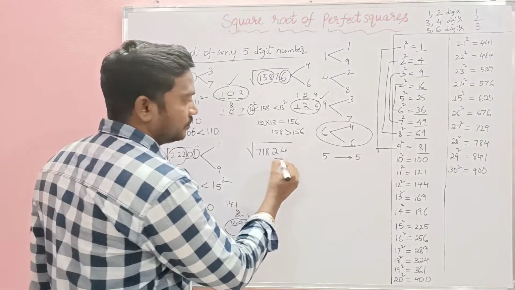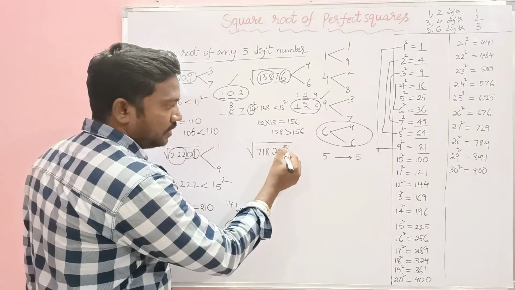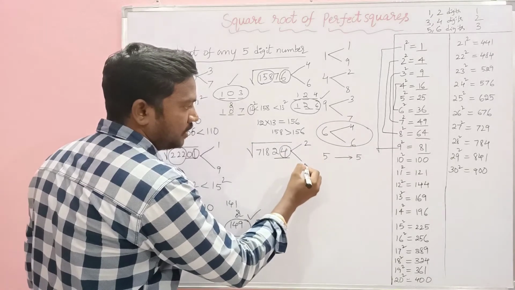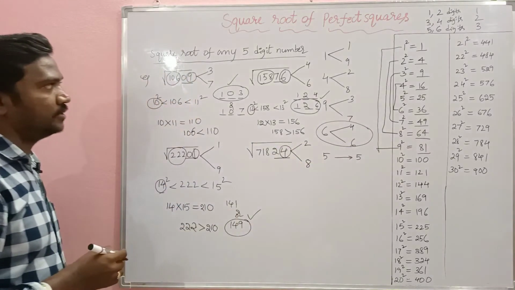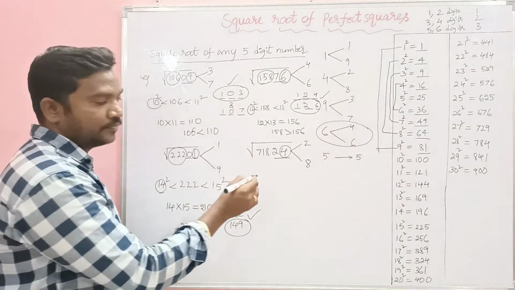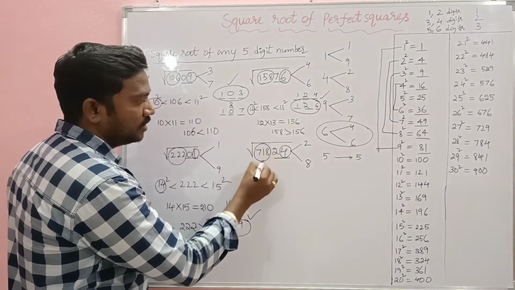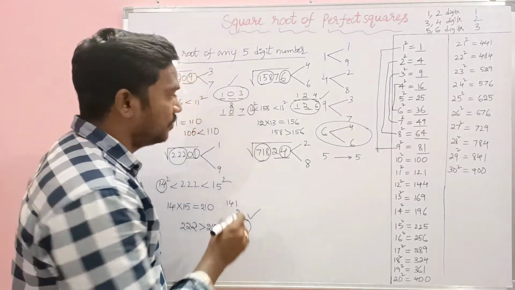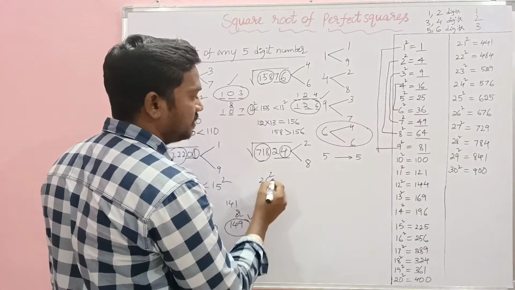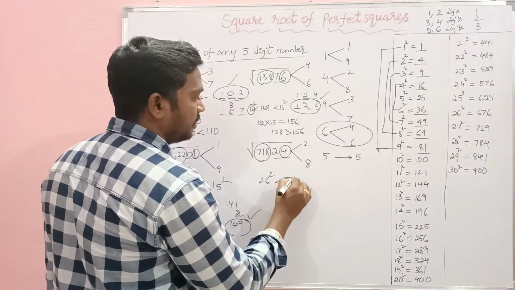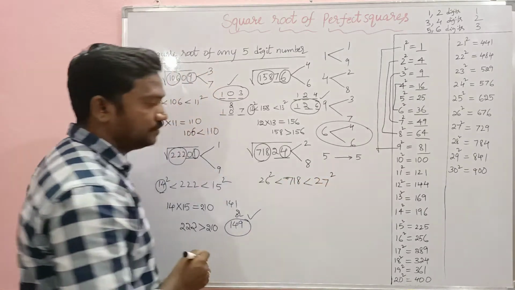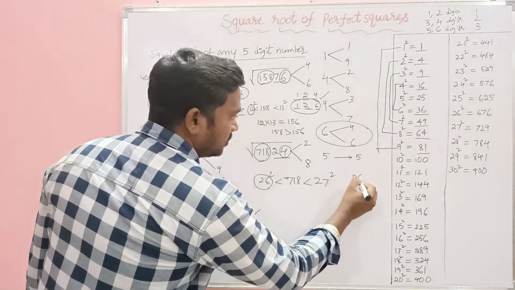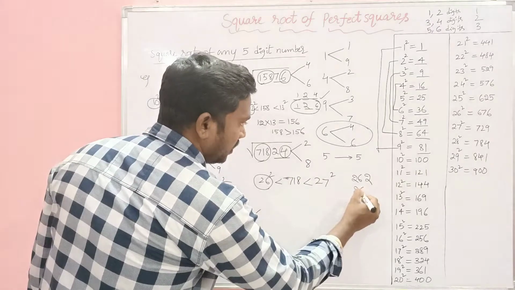See one more example. Here the question ends with the digit 4. Then the answer in its units place is either 2 or 8. Now take the quotient 718. Where does it lie? 718 lies between 26 square, which is 676, and 27 square. So now take the smallest one, 26. So our answer is 262 or 268.